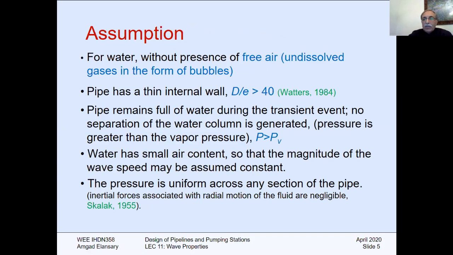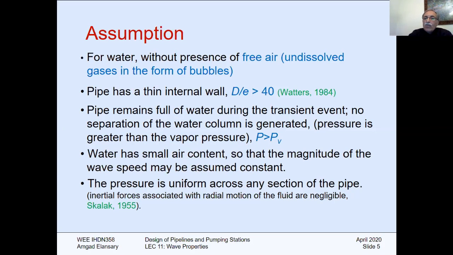The pipe has a thin wall thickness, which is D over e greater than 40. This criterion was made by Waters, 1984, and also in Streeter and Wylie, who used D over e greater than 25. We're going to use D over e greater than 40 here.